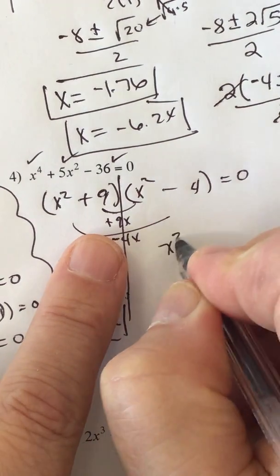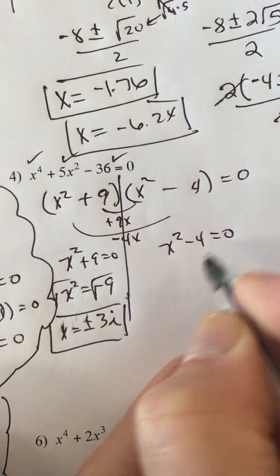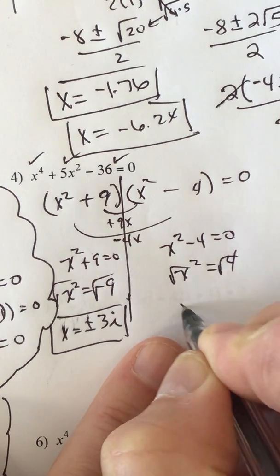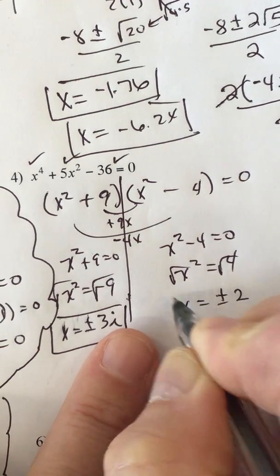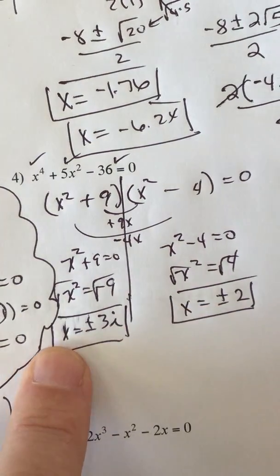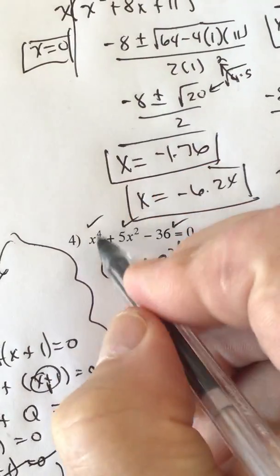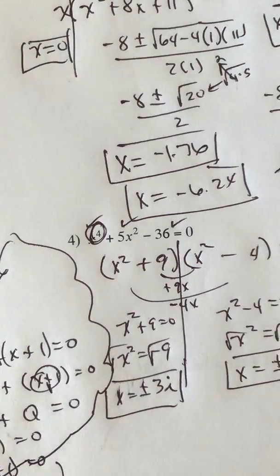And then this one up here, x squared minus 4 equals 0. Okay, move the 4 to the other side. Square root. Now the square root of 4 is plus and minus 2. So there were 2 real answers and 2 imaginary answers. That makes all 4 of them that I was looking for.